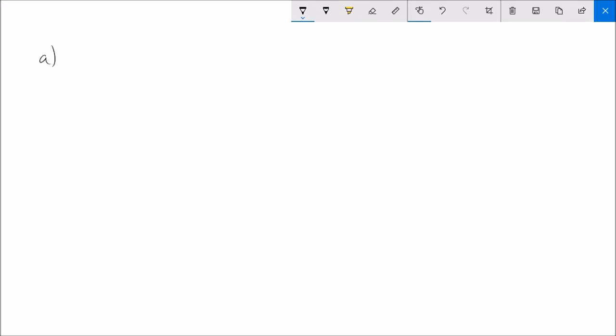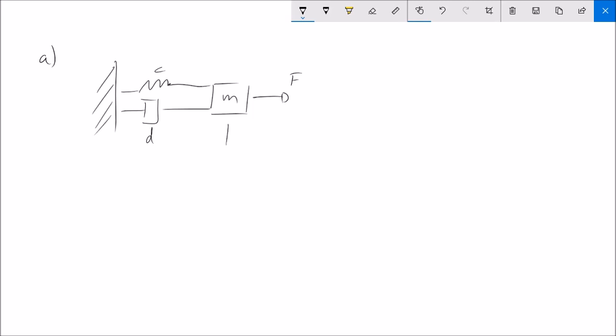Okay, we have, as I mentioned, a simple spring damper model. Therefore, we have here a mass, M, and the mass is connected to a wall with a simple spring and a damper. The spring has a constant C and the damper has a constant D. On the right side there's a force acting with the value F. And we have here a general variable, and we call that X.